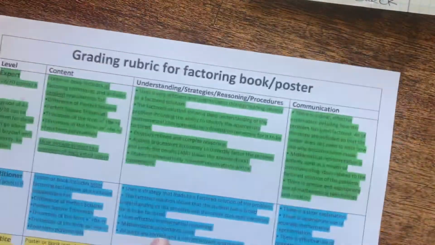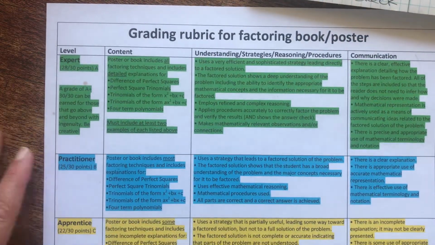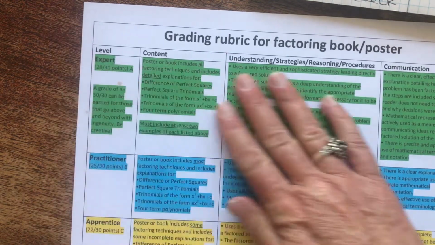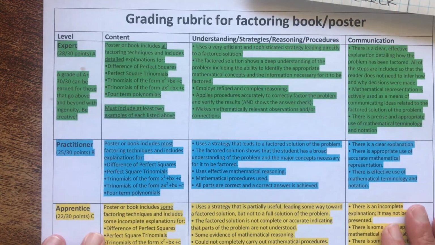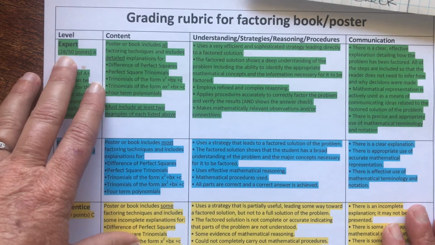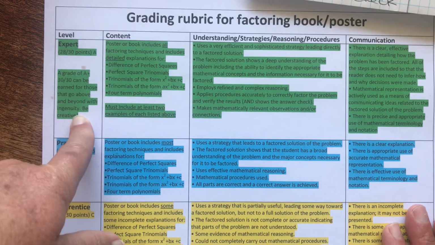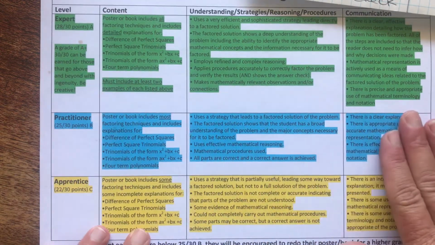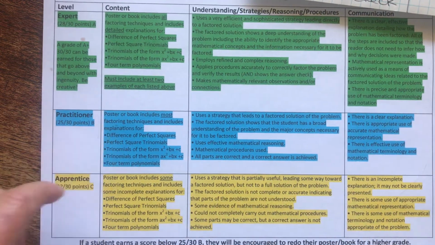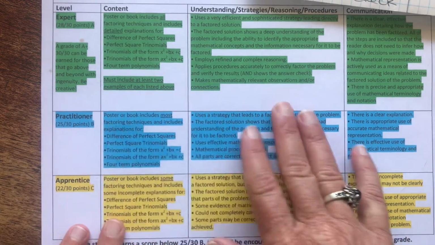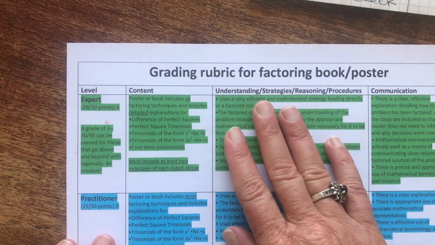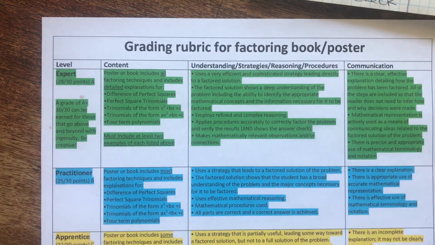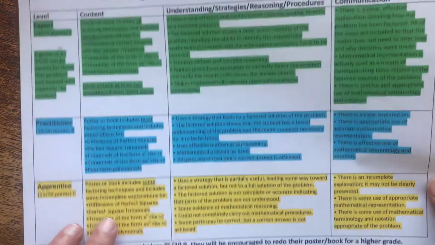And last but not least, I would say give this rubric a good read. Anything in green is expert level. That's what I'm looking for. The highest grade is a 28 unless you're showing me something crazy, crazy good, and then it's going to be 30 out of 30. Anything in blue, you're a practitioner, you're still doing great, you have a B. So these are the things I'm looking for content-wise: understanding, strategies, reasoning, communication. This is the rubric I'm using to grade the poster that you give me.